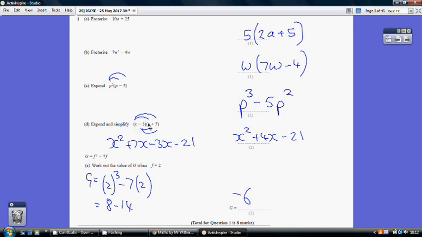X times x is x squared. X times plus 7 is 7x. Minus 3 times x is minus 3x. Minus 3 times plus 7 is minus 21. So that will give us 1 mark.